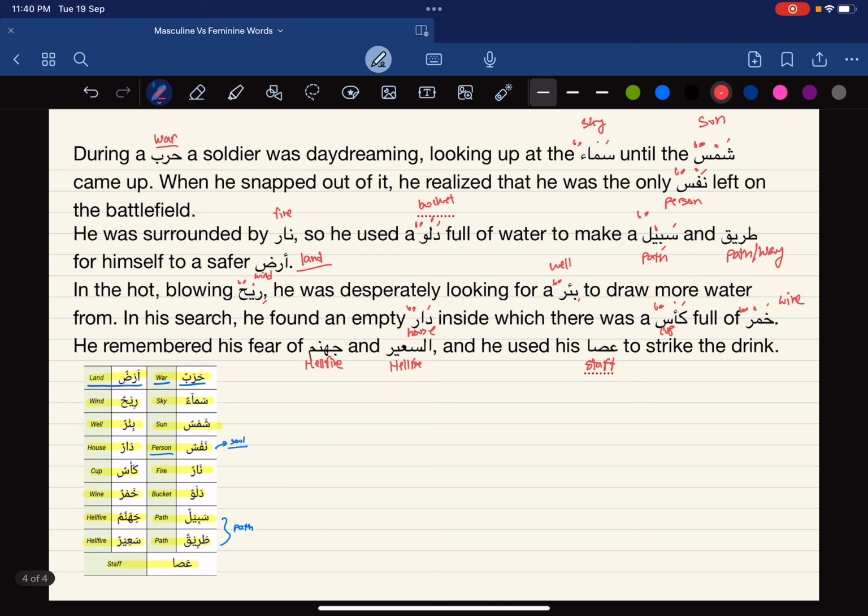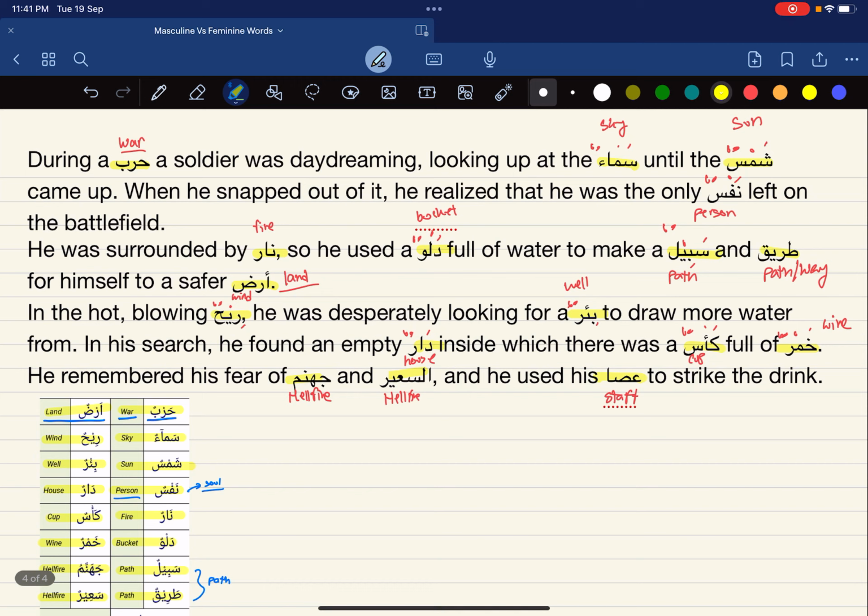So that's basically this story. It's a really funny story, but it also has a pretty nice moral lesson to learn from. This example really helps to remember these words. So let's go through it again.